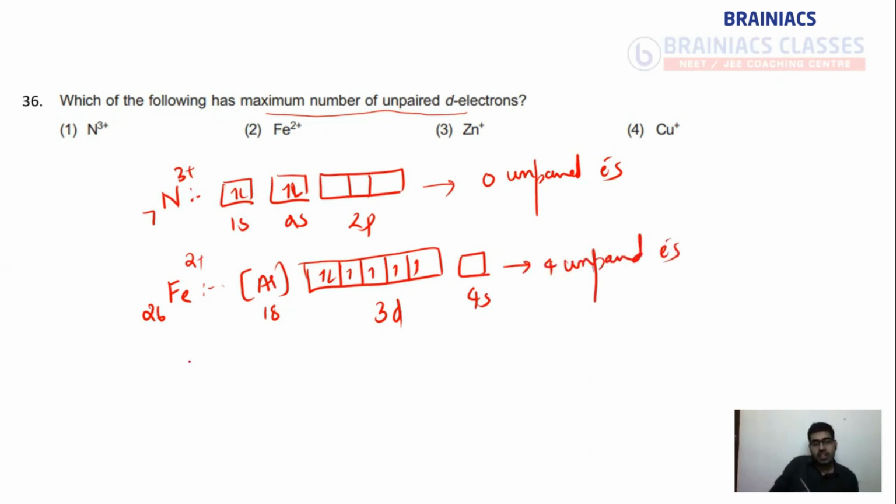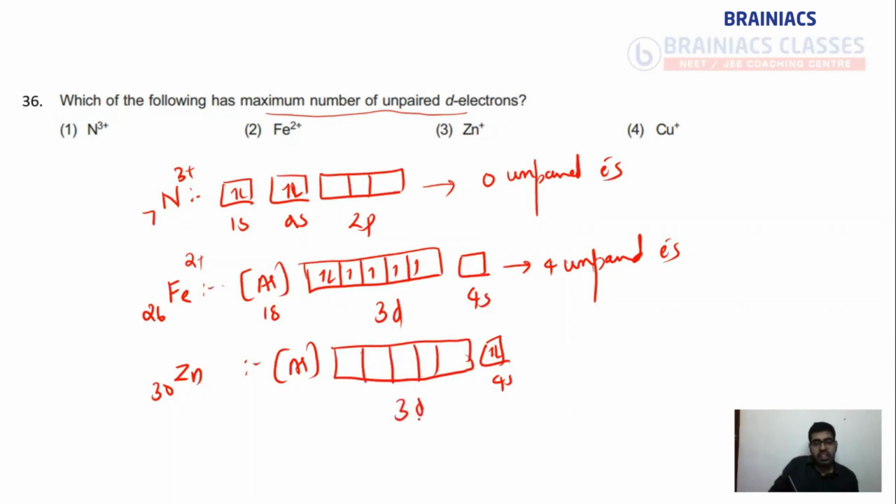Now next one, zinc. Zinc atomic number 30. You can write the same configuration: argon 18 electrons, 4s2 and 3d10. 18 plus 2, 20, 20 plus 10, 30. Now Zn2+ means we have to remove 2 electrons. 2 electrons are removed from 4s. How many unpaired electrons? All electrons are paired. 0 unpaired electrons.